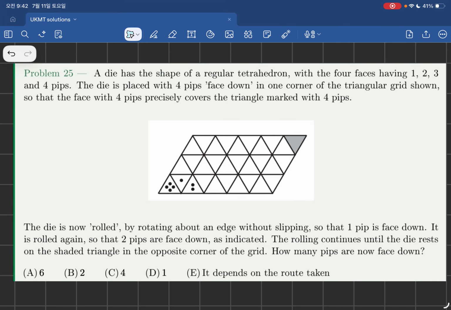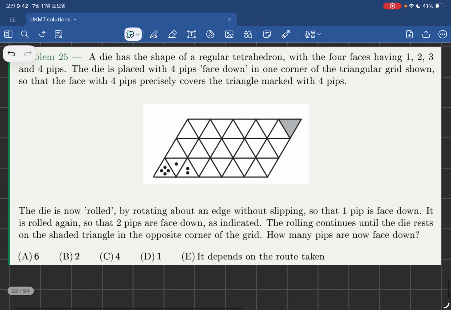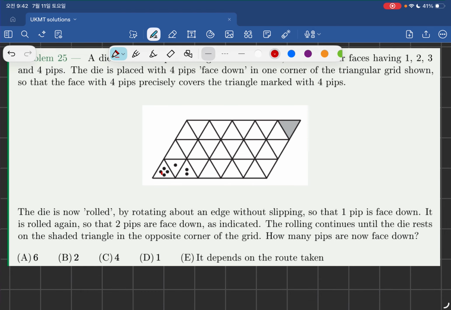The die is now rolled by rotating about an edge without slipping, so that 1 pip is face down. It is rolled again so that 2 pips are face down, as indicated in these three sides. The rolling continues until the die rests on the shaded triangle on the opposite corner of the grid here. How many pips are now face down?